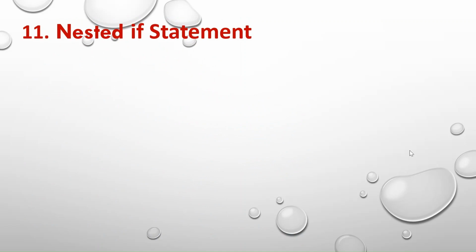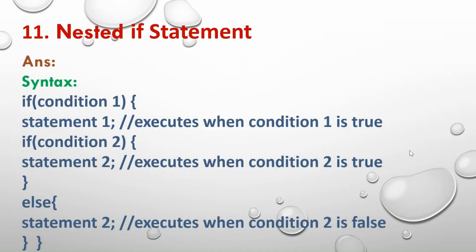Nested if statement. One if inside another if statement can be considered a nested if statement. So here you can see if condition 1 is true, then statement 1 gets executed, and internally one more condition is applied. If condition 2 is true, then statement 2 gets executed. That means if condition 1 is true, we are entering that particular block, and again we check one more condition before closing the outer if condition.